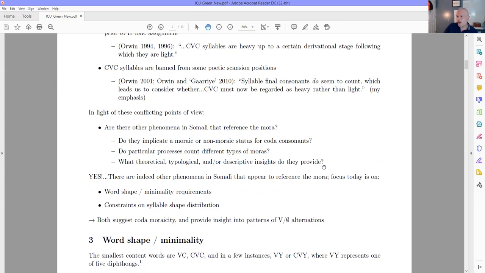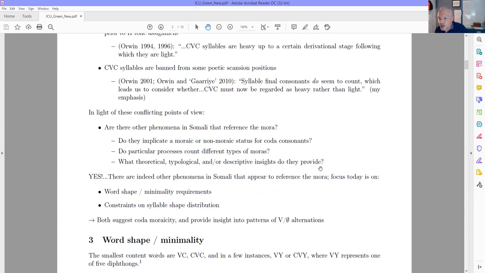One of the things that I was very curious about is whether or not there were any other phenomena in Somali that appear to reference the mora. And if there are, do they implicate a moraic or non-moraic status of coda consonants? And further questions come about in the literature that I mentioned about particular processes. Do particular processes count moras of different types? And essentially, what can this tell us, big picture?